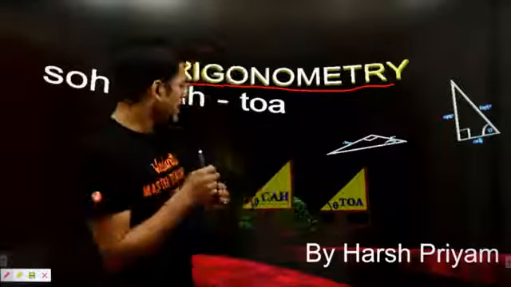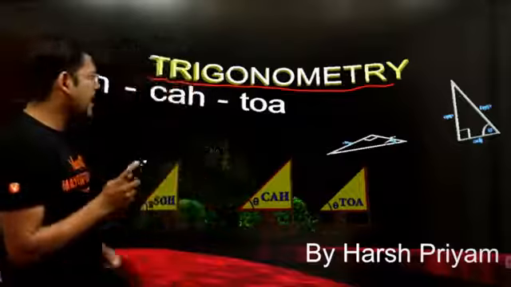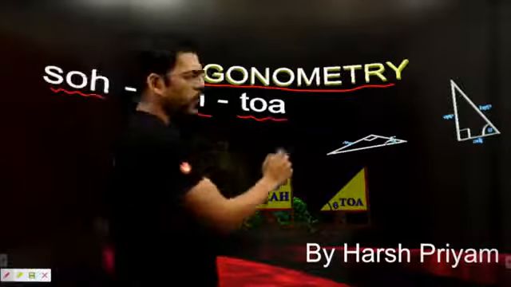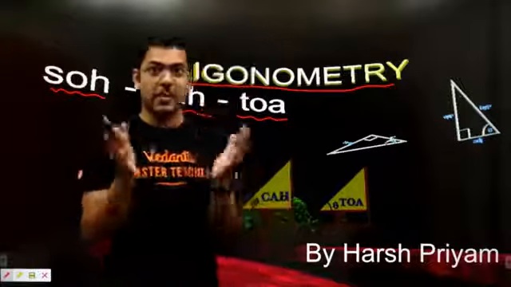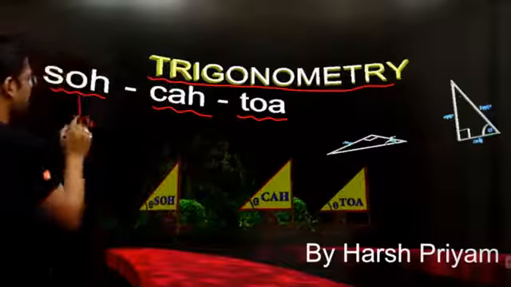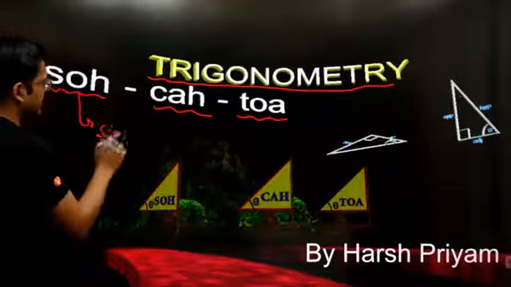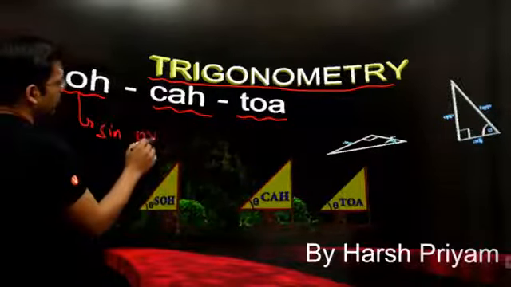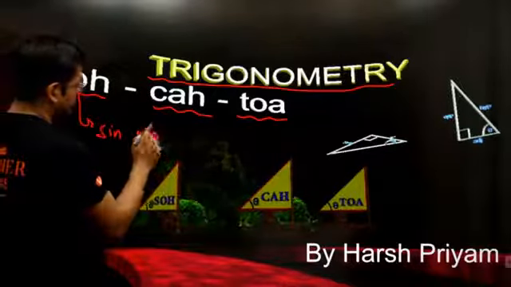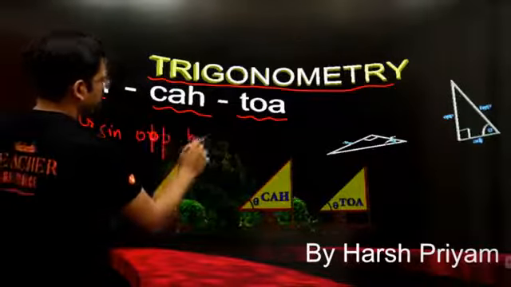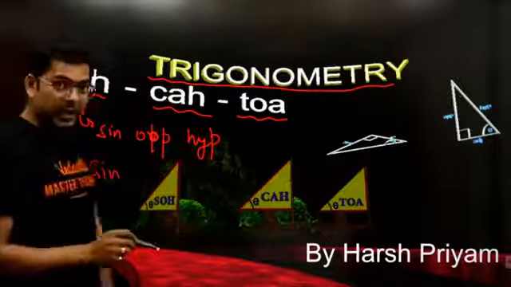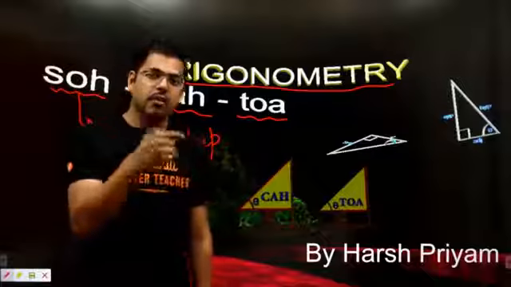First of all, if I start with trigonometry, can you see this SOH, CAH, TOA? What is this all? Some abracadabra kind of thing? No, this is not abracadabra. What does this SOH stand for? This stands for sine, opposite, hypotenuse. It is a way to remember the formula for sine.